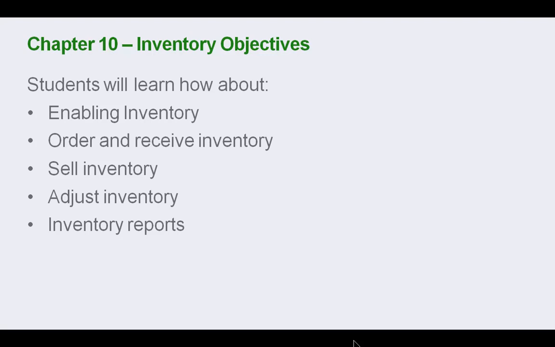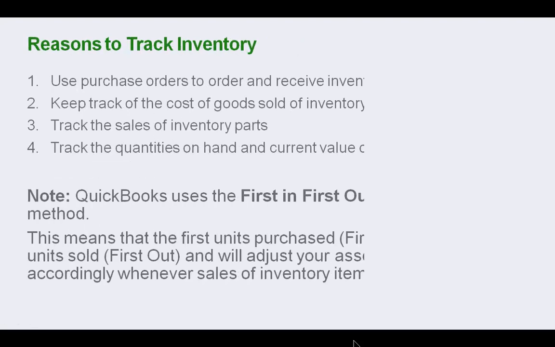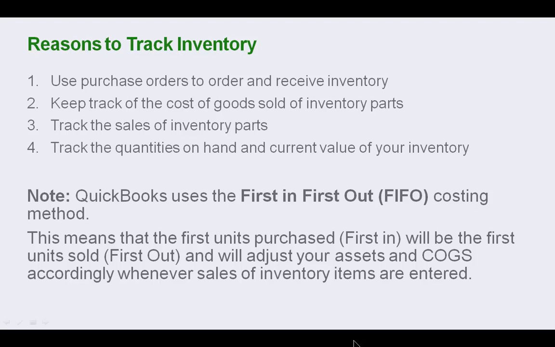There are several reasons to track inventory in QuickBooks. First, when you use purchase orders to buy inventory parts, QuickBooks updates your inventory so you know which items are on order and when they're due to be received. You can easily keep track of the cost to you of the items you've sold in the cost of goods sold account. You can also keep track of the income you receive from the sale of inventory parts. You also know all of your current quantities on hand.